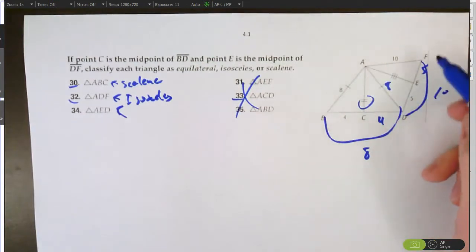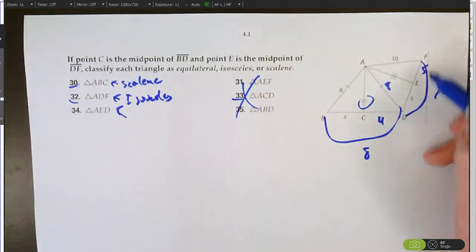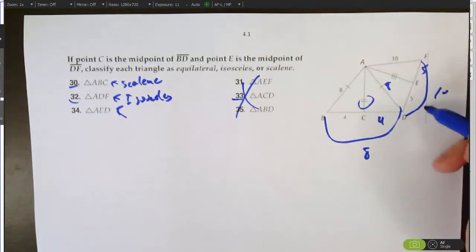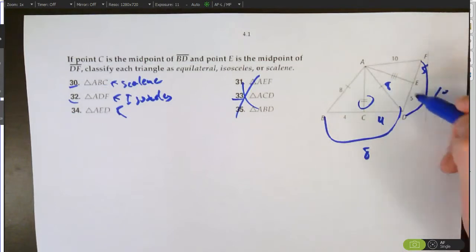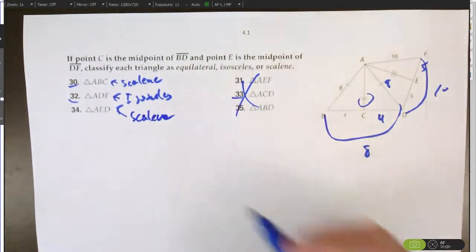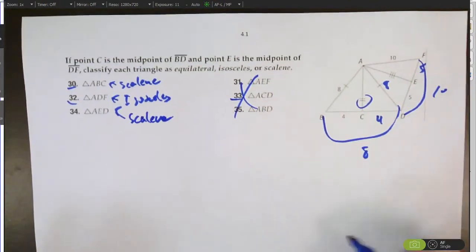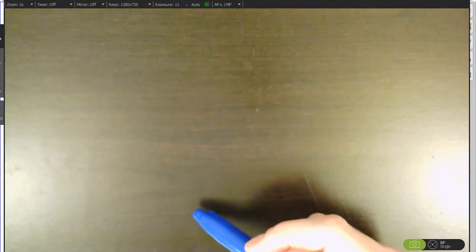And then A to E to D. Again, we're not given what this 3 mark one is, so we have to assume it means something different. So if this is A to E to D, it's 8, 5, and then a different one, that has to also be scalene for the triangle. Okay. All right, number 36 out of the books, next we're going to take a look at.